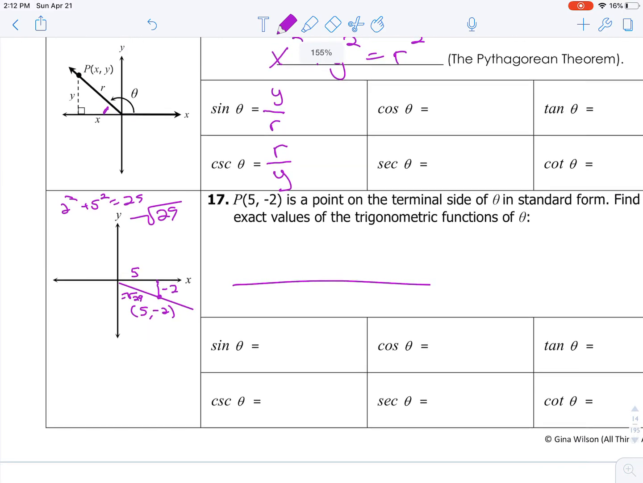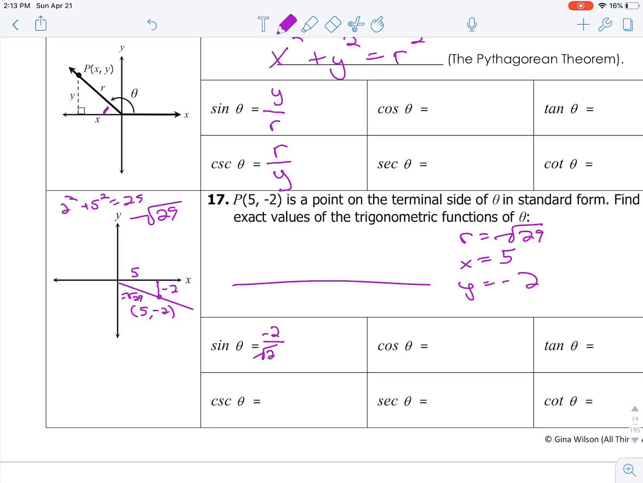If you're looking at our top example, remember r was the hypotenuse. So r is the square root of 29, x is 5, and y is negative 2. I just have to do what you did above, all right? But of course, it's a little bit trickier with trickier numbers. So the sine in this situation is going to be the opposite, negative 2, over the hypotenuse, which is the square root of 29. What's wrong with the way that I have that written?